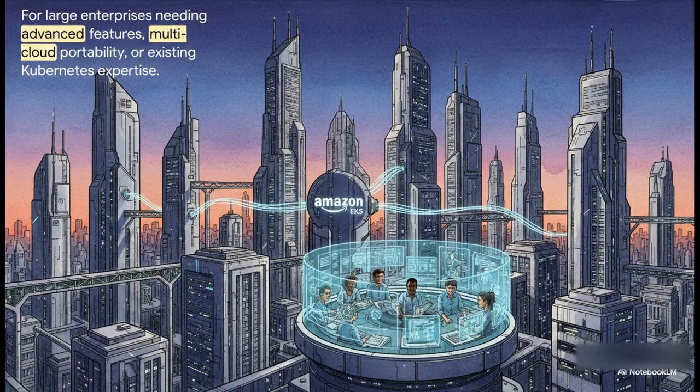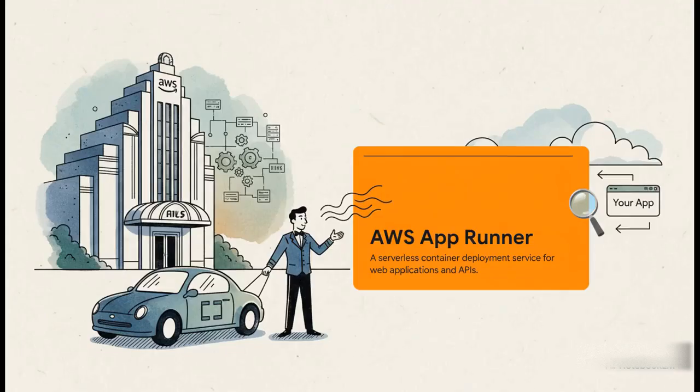Let's be clear, EKS is the heavy lifter. It's the top choice for big companies that need that multi-cloud flexibility, are running incredibly complex apps, or already have a team that speaks fluent Kubernetes. If you need the ultimate power and control, this is it. Okay, so ECS, EKS, are you feeling a little overwhelmed? Does that all sound like a lot of work?